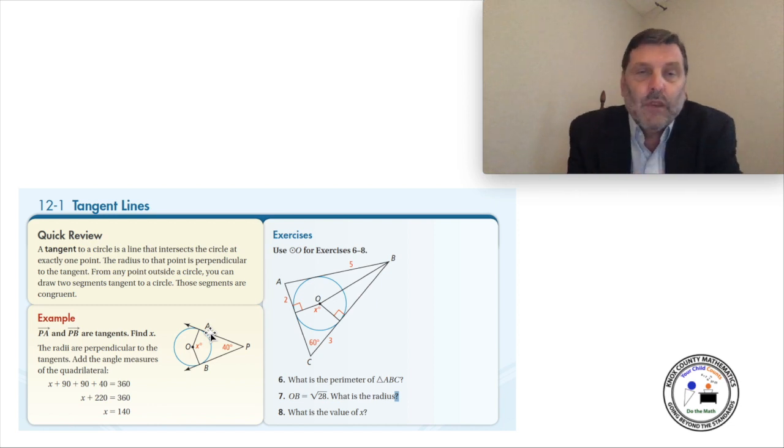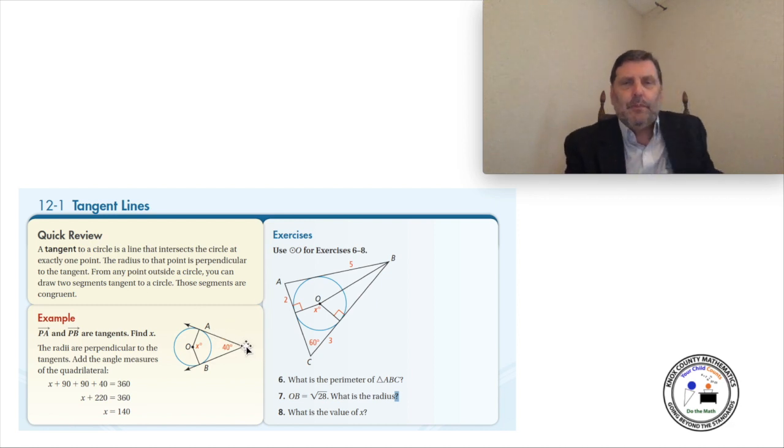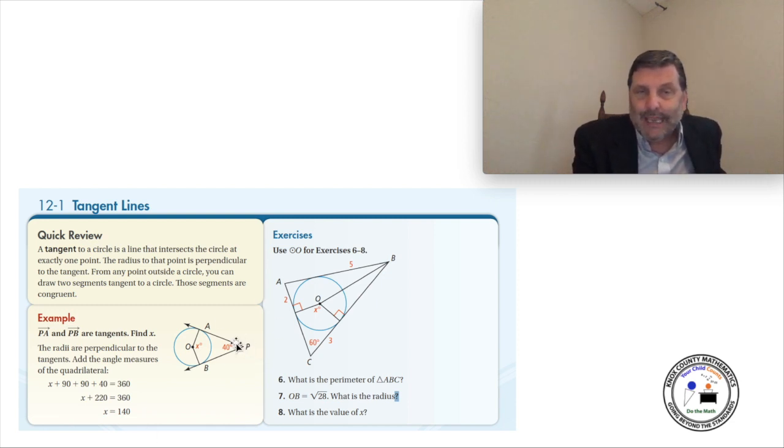Start thinking about that. And then from any point outside of a circle, you can draw 2 segments tangent to a circle. These segments are congruent. So if I take the letter P, which is a point way outside the circle, and connect it to a place where it intersects the circle on both sides, then automatically these 2 segments, AP and BP, are congruent. We're going to use that concept to answer this question.